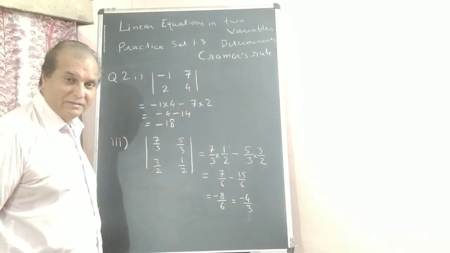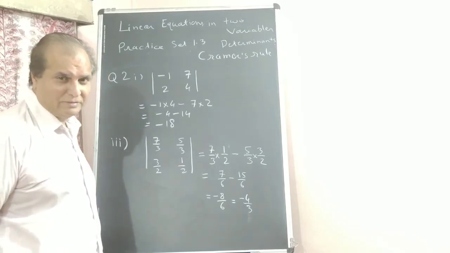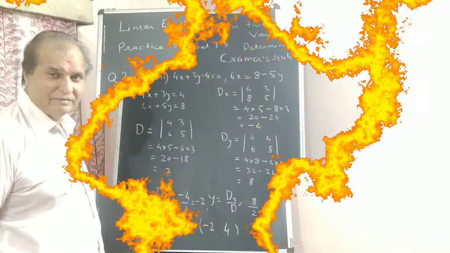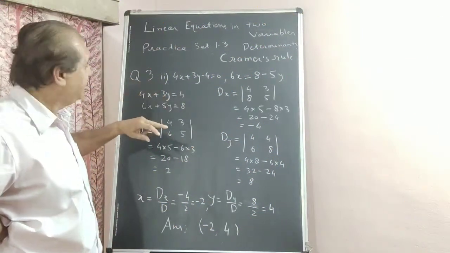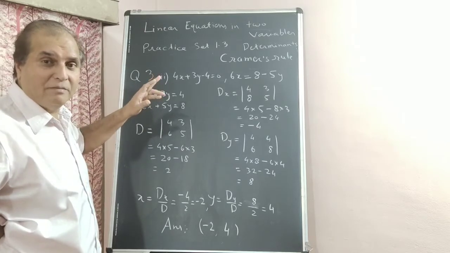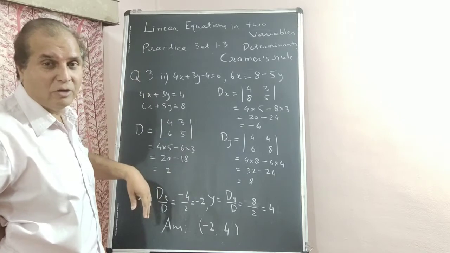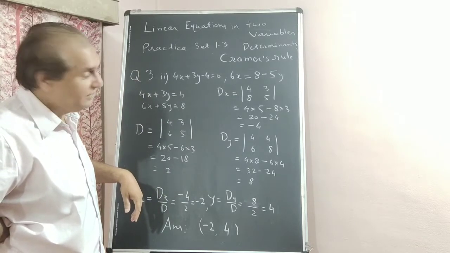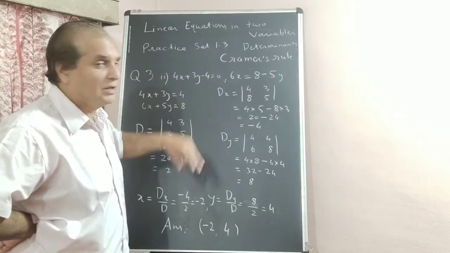Question 3, simultaneous linear equations but using Cramer's rule. Question 3, second sum I am doing. You can try the homework sum by the elimination method, and after that try it with Cramer's rule also. See, 4x plus 3y minus 4 equal to 0.